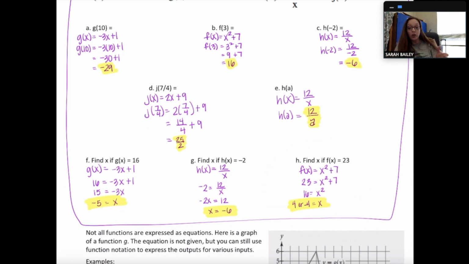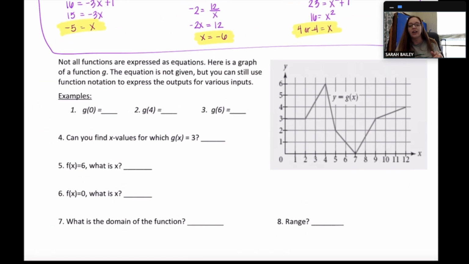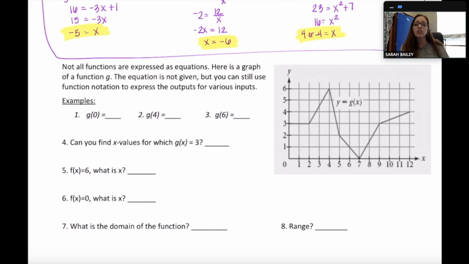All right, so let's look at this bottom part. This one has some graphs, or has a graph, I should say. It says not all functions are expressed as equations. Here's a graph of a function g. The equation is not given, but you can still use function notation to express the outputs for various inputs.